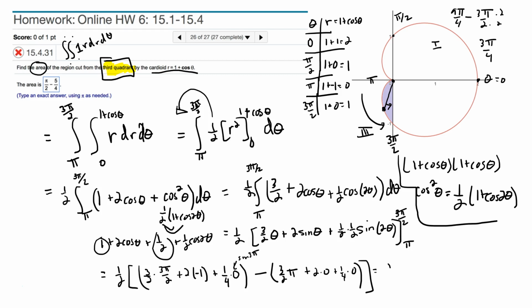Okay, great. So we have the half that's on the outside. We have 3 pi over 4 minus 2. And so we can distribute if you want, or leave it alone. Doesn't matter. If we distribute, our answer to the question is 3 pi over 8 minus 1. That's the area in the third quadrant of a cardioid that's called 1 plus cosine theta.